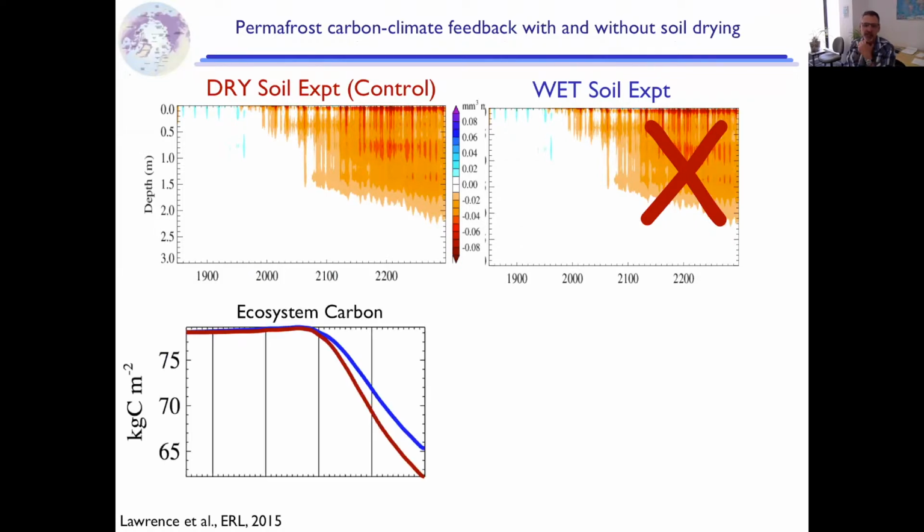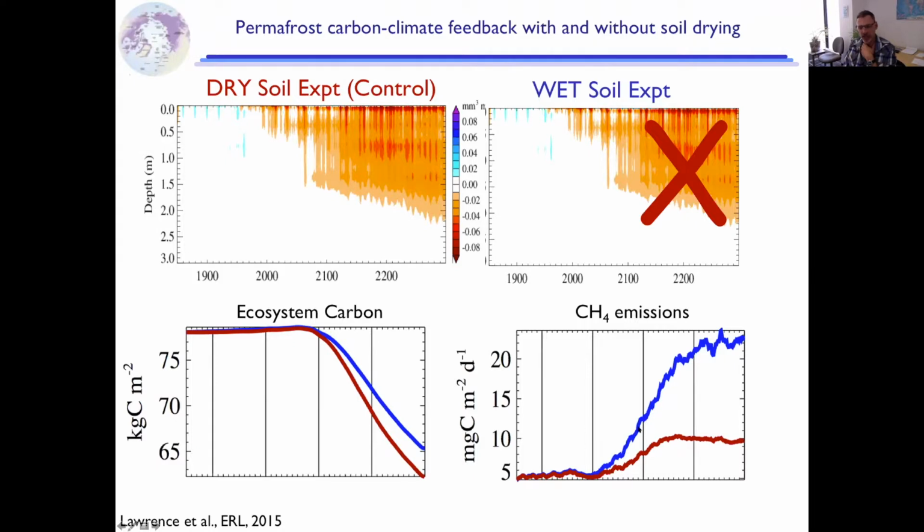What we see is the impact on the ecosystem carbon is that because the soils are wetter under this blue curve here, you don't have as much loss of soil carbon because it's basically an anaerobic situation. The turnover times go down. We don't lose as much ecosystem carbon. So about 18% more carbon is lost when the soils dry.